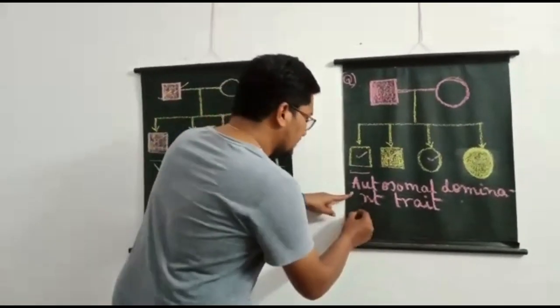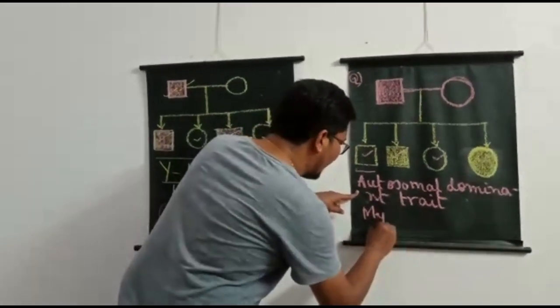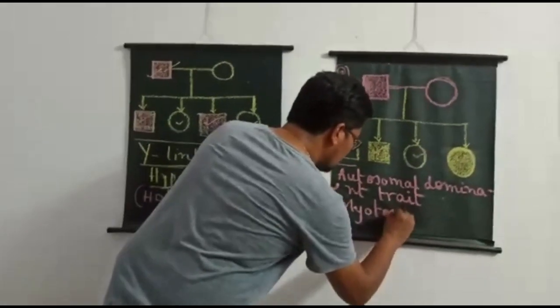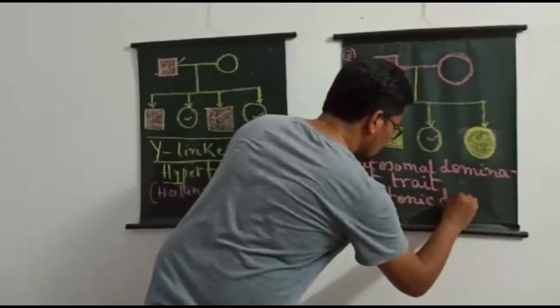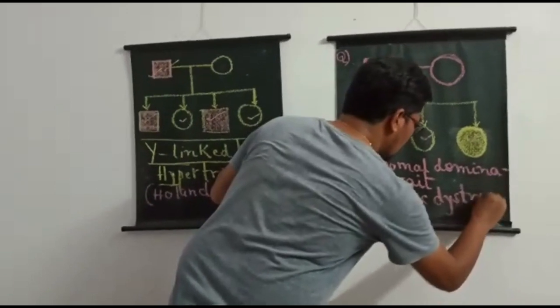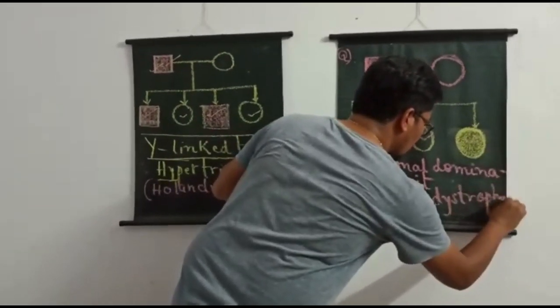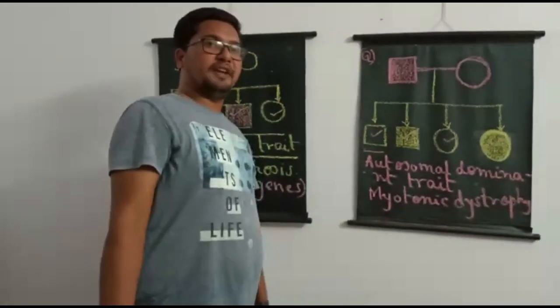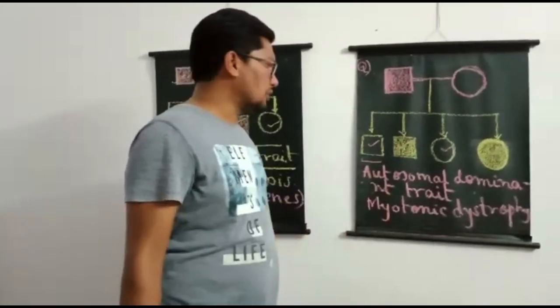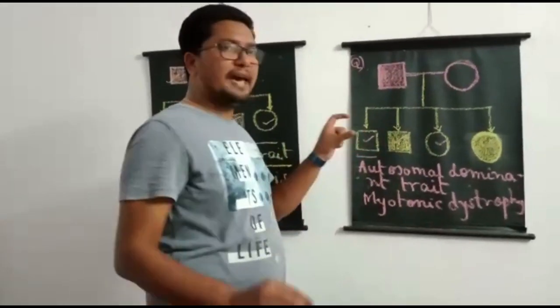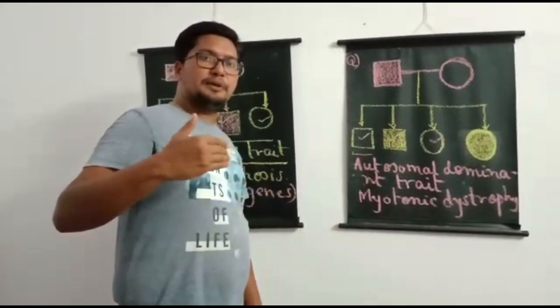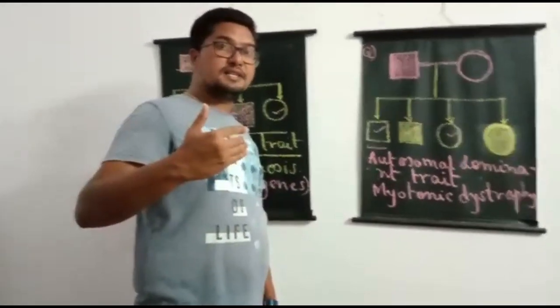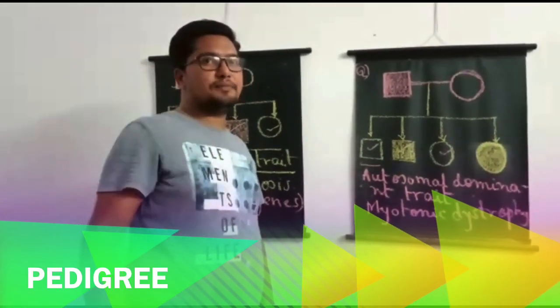If you want, you can remember. And in the textbook, you have the example of myotonic dystrophy. It is given in the textbook. Better you can follow this. So with this, I have explained to you the possible pedigree charts which indicate the inheritance of various types of traits.